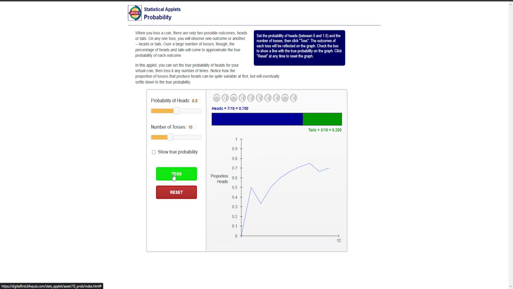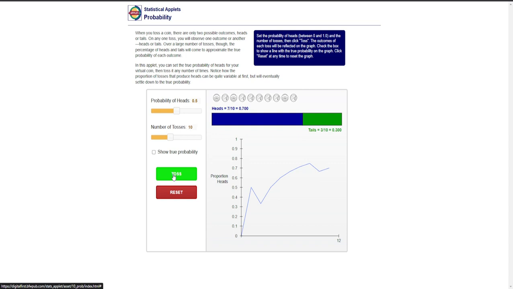All right, so we've tossed 10 coins. From our simulator, we found that we get 7 heads and we get 3 tails. So looking at that, well, that doesn't quite fit our scenario, right? That doesn't fit our probability. It should be 50-50, 50% heads, 50% tails.